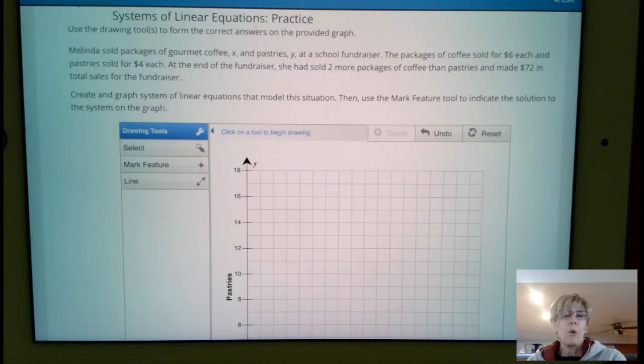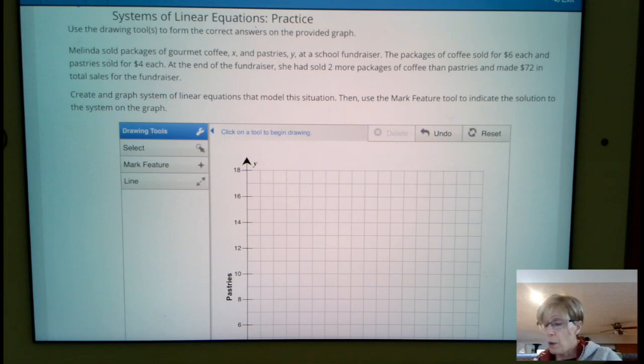Melinda sold packages of gourmet coffee, X, and pastries, Y, at a school fundraiser. The packages of coffee sold for $6 each, and pastries sold for $4 each. At the end of each fundraiser, she had 2 more packages of coffee than pastries, and made $72 in total sales for the fundraiser. Create and graph the system of linear equations that model this situation, then use the mark feature tool to indicate the solution to the system on the graph.